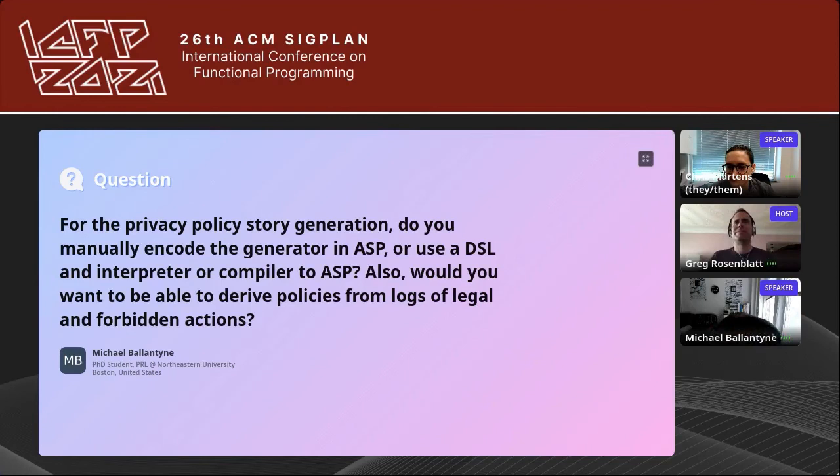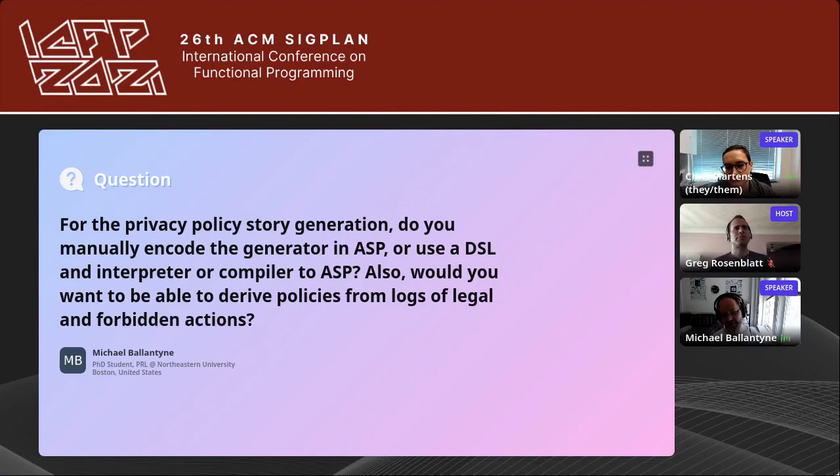I was wondering about the privacy policy story example that you gave. To me, it sounds like you might have a language of describing privacy policies. It reminds me of the way we use relational interpreters to interpret a language in a relational way. So I was wondering how you relate those programs to ASP, whether you compile them or you have to manually encode them.